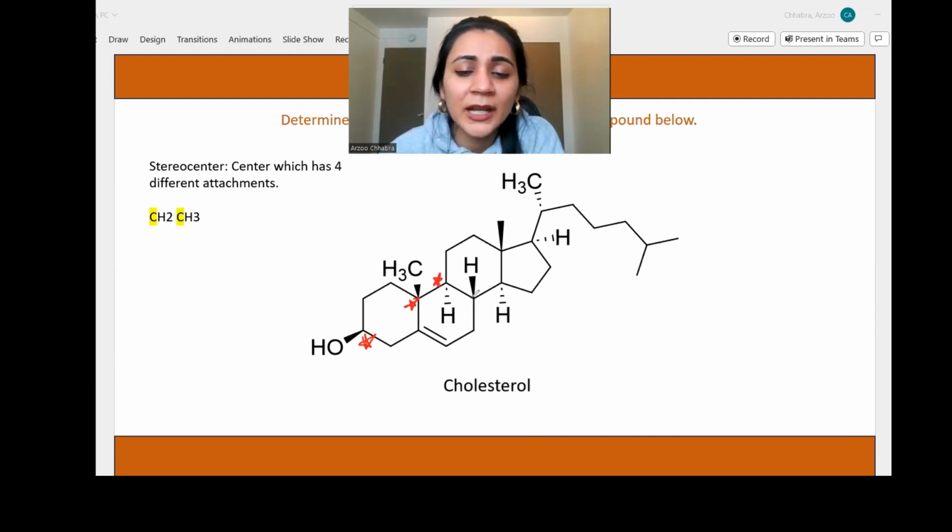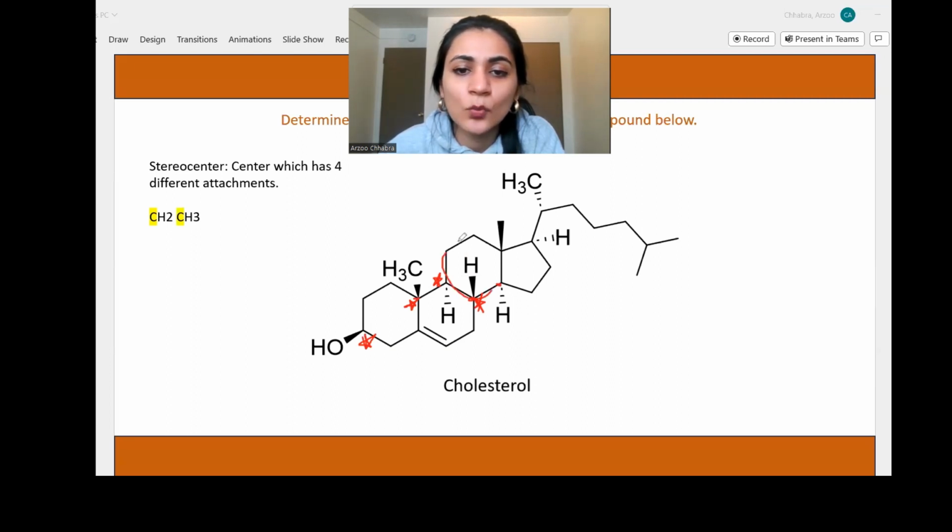Okay, how about this one? So again, the same concept, same logic. One attachment, right? This is the second attachment. This is the third attachment. And they all are very different because they have different connectivities. They're connected themselves to different atoms, right? And then this is an H here, which is the fourth attachment. So then that carbon is also a stereocenter because it has four different attachments. How about this one?